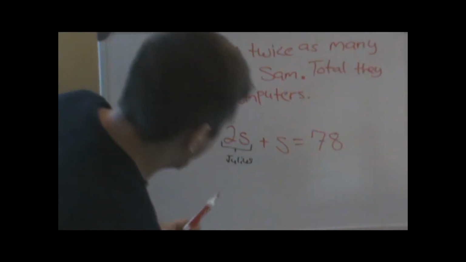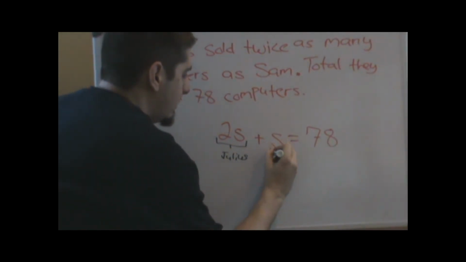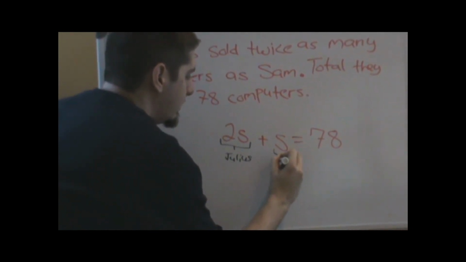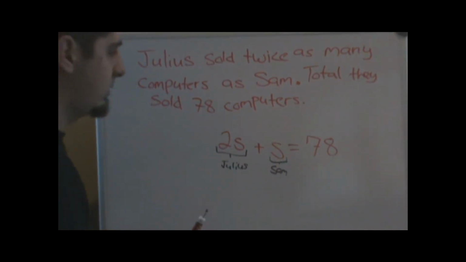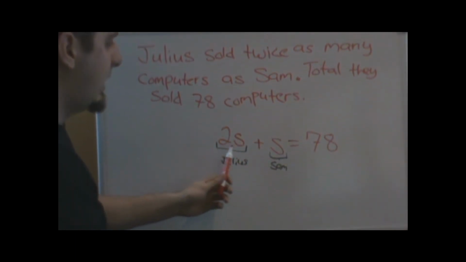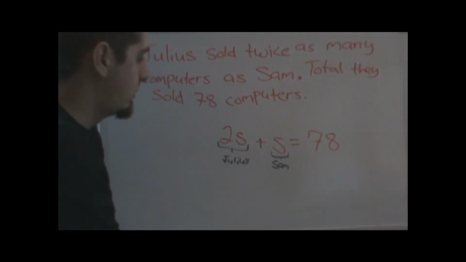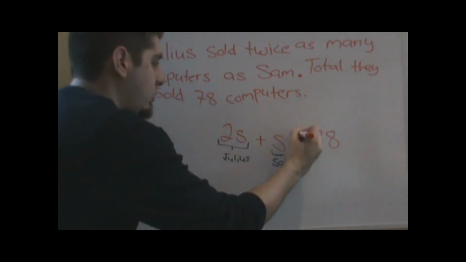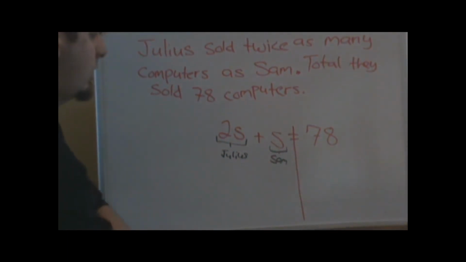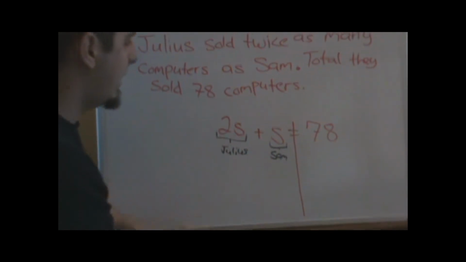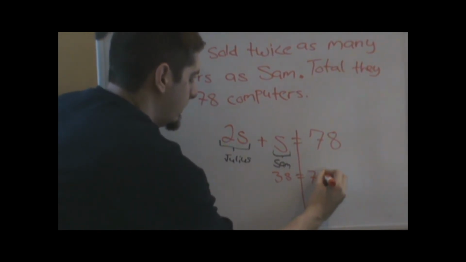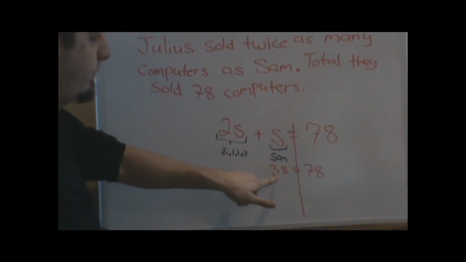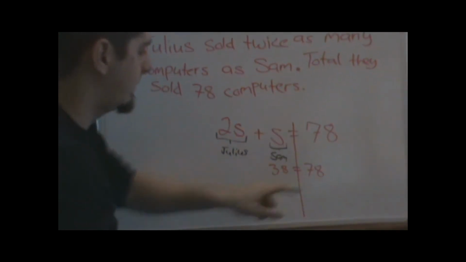So the s represents Sam. The 2s represents Julius. When you add them together, you should get a total of 78 computers. So this is basically a two-step equation. Should be pretty simple to solve. 2s plus 1s gets you 3s. I want to get s alone, so I have 3 times s equals 78.